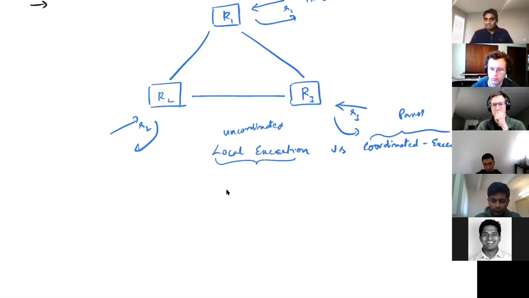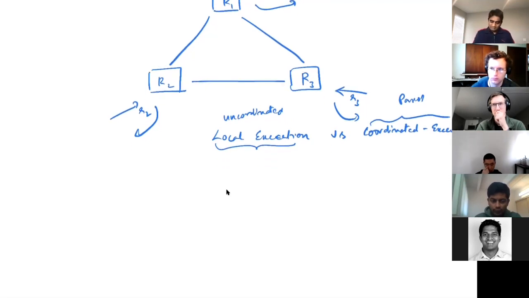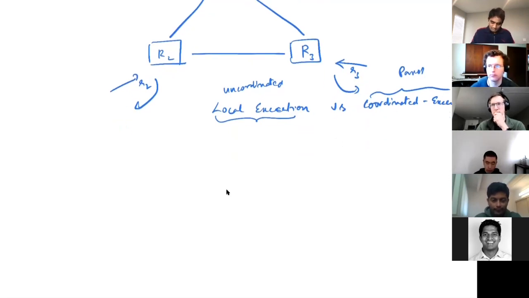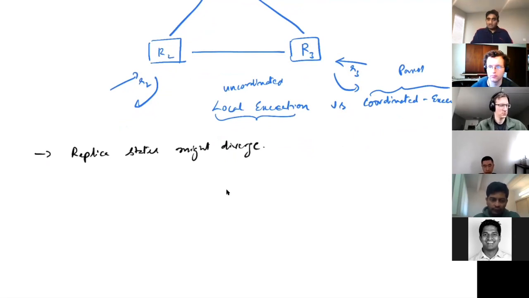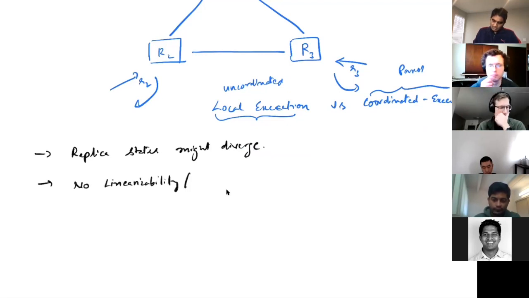But then what's the problem with this uncoordinated local execution? The states on each node could be very different, right? So replica states might diverge. And you no longer have a neat, well-reasoned linearizable execution, right? So no linearizability or serializability and so on.